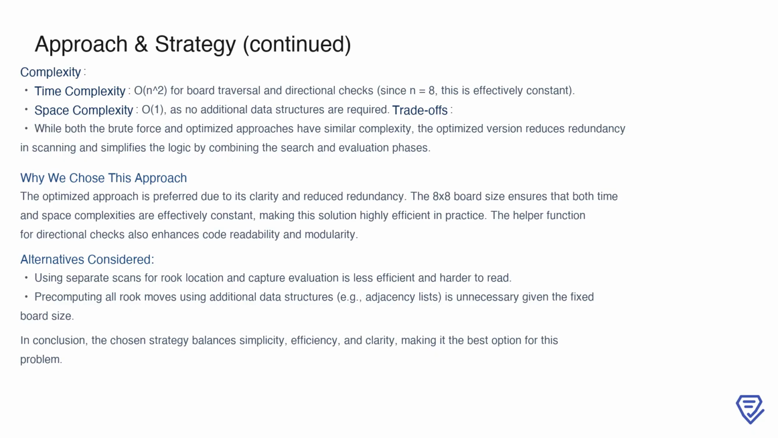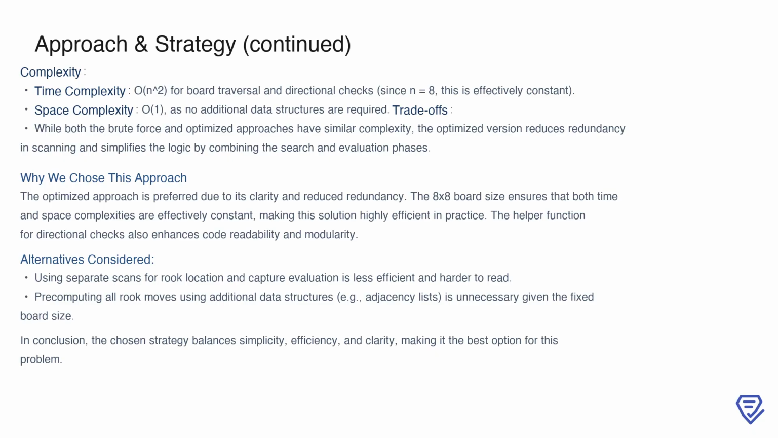What sets this approach apart is its reduced redundancy. By combining the search for the rook and the evaluation of its moves into a single traversal, we simplify the logic and improve efficiency. Additionally, the use of a helper function for directional checks makes the code cleaner and easier to understand. While alternative methods, such as separate scans or pre-computing all possible moves with extra data structures, were considered, they add unnecessary complexity given the fixed size of the board. The chosen strategy strikes the best balance between simplicity, efficiency, and clarity. It ensures the solution is both easy to implement and highly effective, making it the most practical choice for this problem.